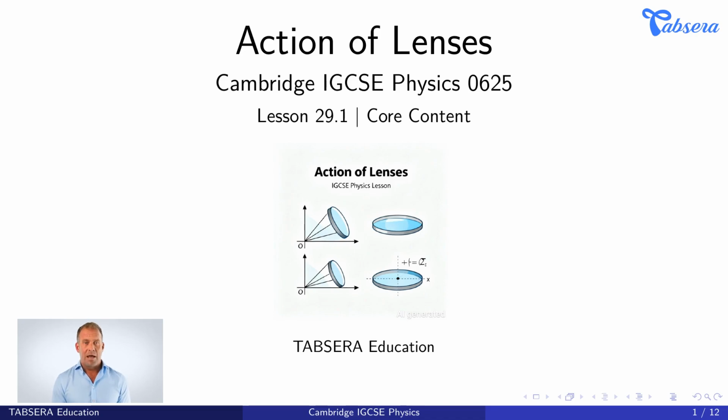Welcome to Cambridge IGCSE Physics, Lesson 29.1, Action of Lenses. Today we explore how lenses interact with light beams, focusing on converging and diverging lenses. This is core content for your physics examination, covering fundamental optical principles that apply to cameras, telescopes, microscopes, and human vision. Understanding lens action is essential for both theoretical knowledge and practical applications in modern technology.